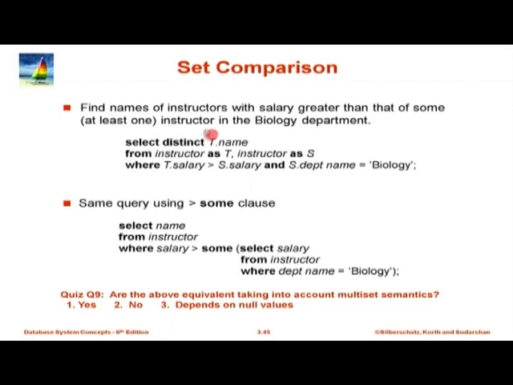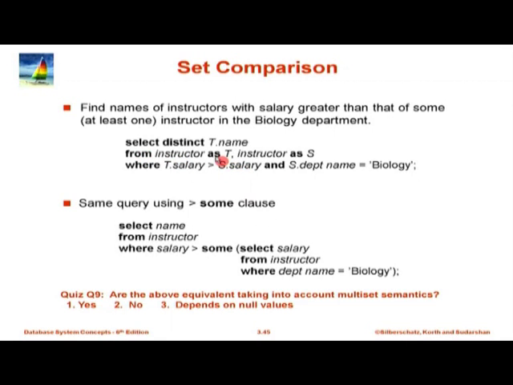There's a quiz question here, so let me first explain this query. This has instructor as T, instructor as S, a self join. What is the join condition? T dot salary greater than S dot salary. We just saw something like this when we did ranking, but here our goal is not to count. We just want to make sure that there is at least one person in biology with a lesser salary. So S dot department name is biology and T dot salary greater than S dot salary. That's our condition. So we want these instructors.